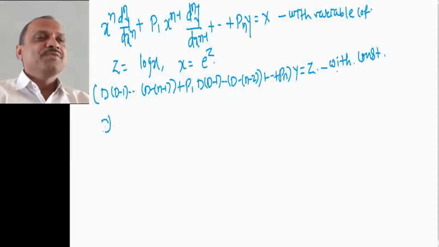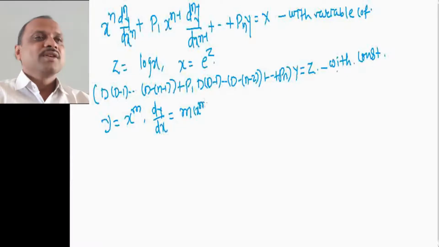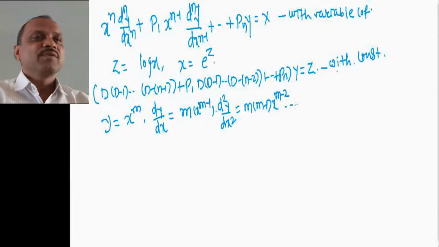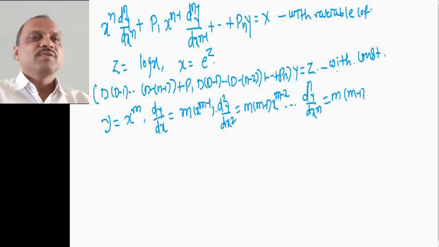Now we are discussing an alternative method. When we put y equal to x raised to m, then dy by dx equal to m into x raised to m minus 1, d2y by dx square equal to m into m minus 1 into x raised to m minus 2. If we go on continuing, d^n y by dx^n equal to m into m minus 1 up to m minus n plus 1 into x raised to m minus n.